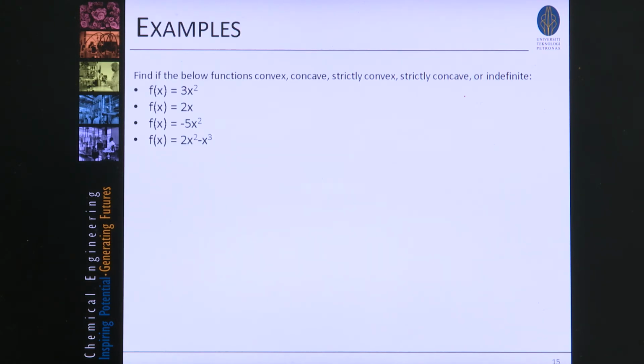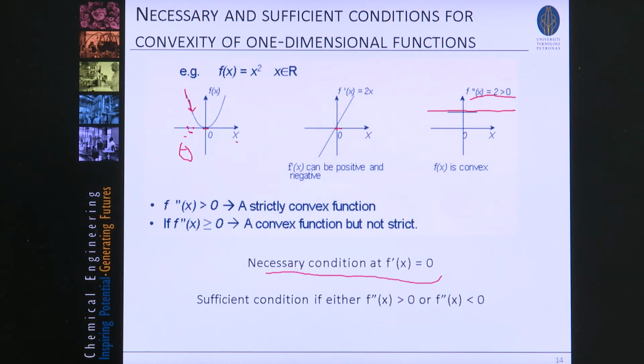So now we have these functions. I think you can try to find the first derivative and the second derivative to calculate whether the function is convex, concave, or indefinite. Strictly convex and strictly concave, you can see it here. With equality to 0, you put convex but not strict. Without equality, it's a strictly convex function. For practical applications in chemical engineering, this is not of much importance, so I will just skip this explanation.